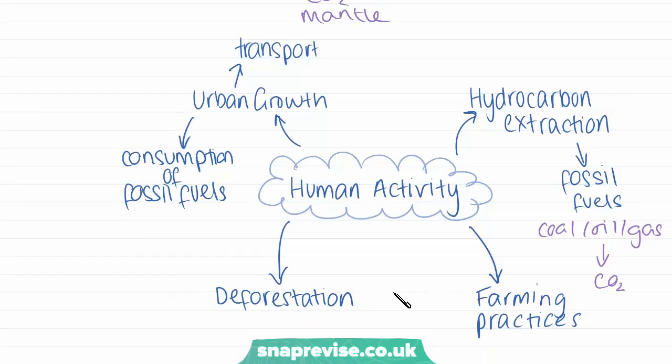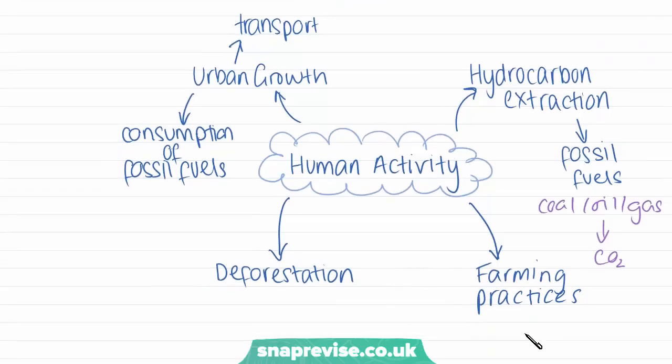Also, farming practices are big emitters of carbon dioxide and methane, especially the beef industry, as when cows digest, they produce a lot of methane, which is CH4. As you can see, it's a carbon compound, and this has serious implications for the greenhouse gas effect, which we'll look at in the next video.